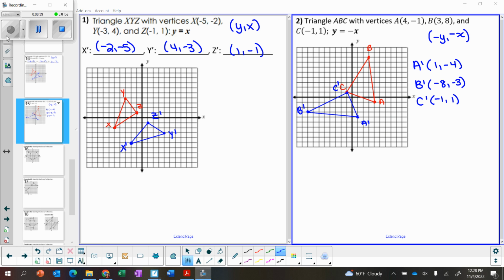All right, so for the first problem, our rule was y, x. So I'm just flipping the order, not changing any signs. So X prime was negative 2, negative 5. Y prime was 4, negative 3. And Z prime was 1, negative 1.